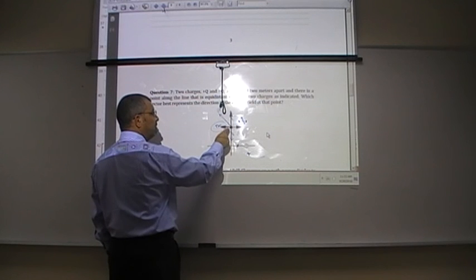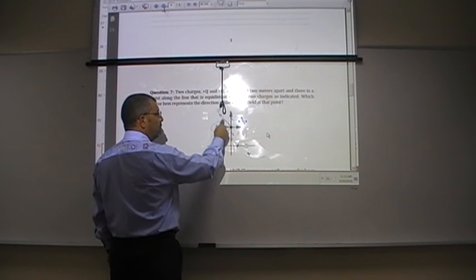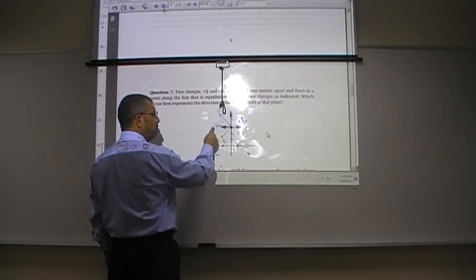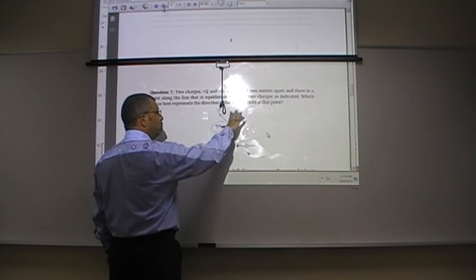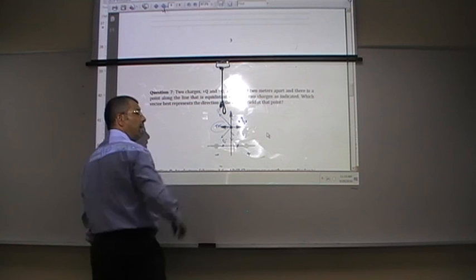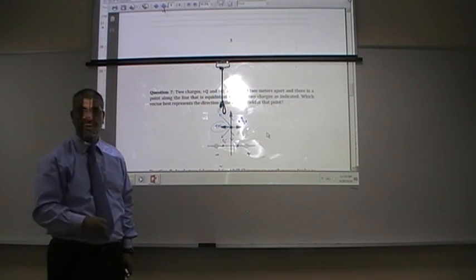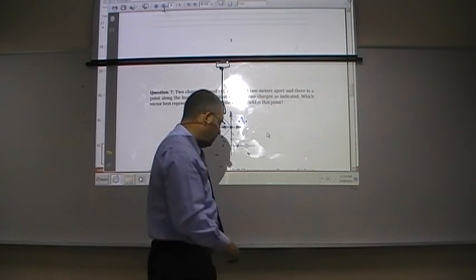So these two vectors, when I resolve them, this one has a positive y component and a negative x component. This one has a negative y component and a negative x component. These two are the same because the distance is the same, so they cancel. And then these two add up. That's it. It's a multiple choice question from one of the old exams.